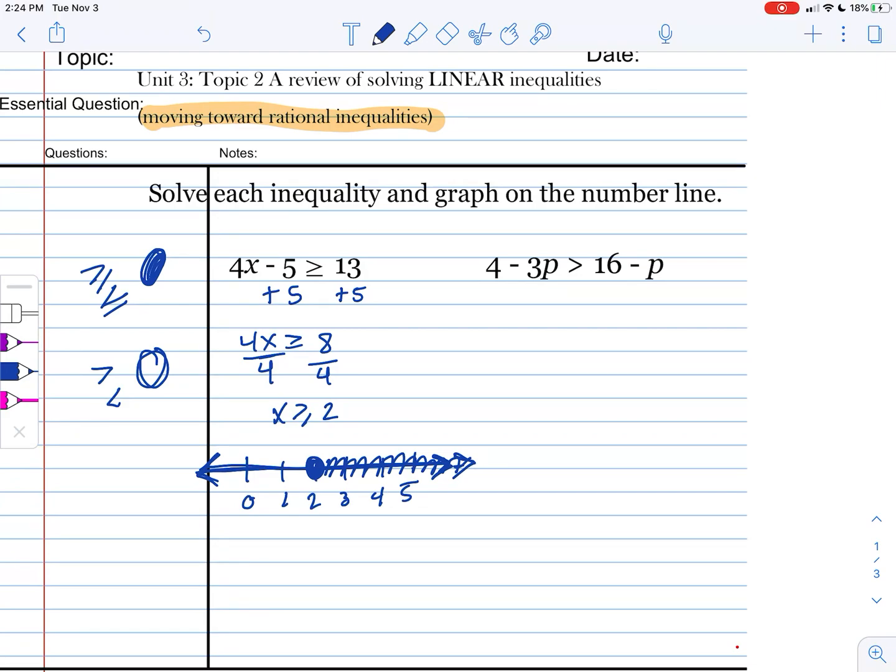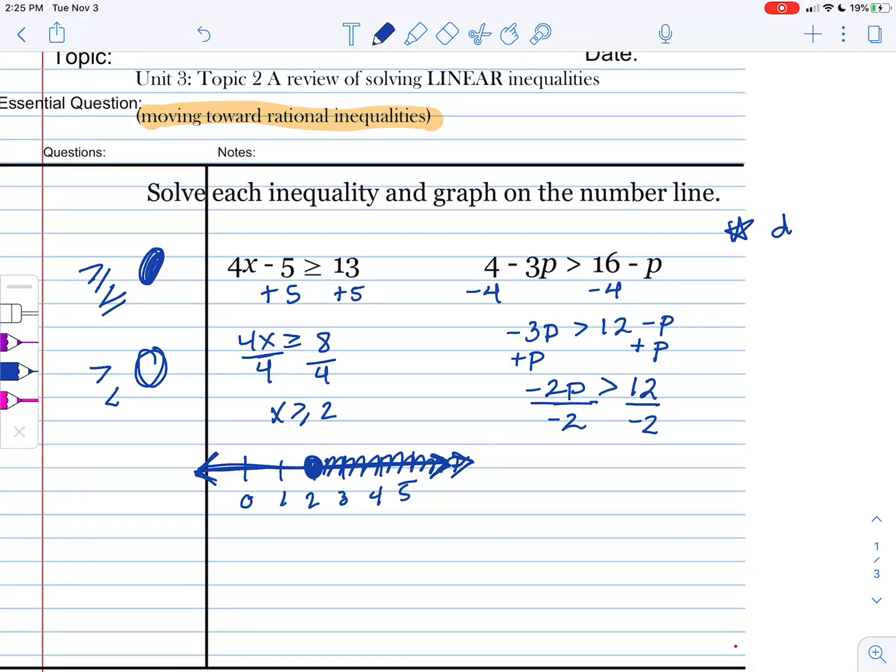What happens when we have variables on both sides? All right, so I'm going to subtract 4 here. So I have negative 3p greater than 12 minus p. Add p to both sides. So I get negative 2p greater than 12. Here's the tricky part. I divide by negative 2. If you divide by a negative number, flip the sign. I'm dividing by a negative number, so I have p less than negative 6.